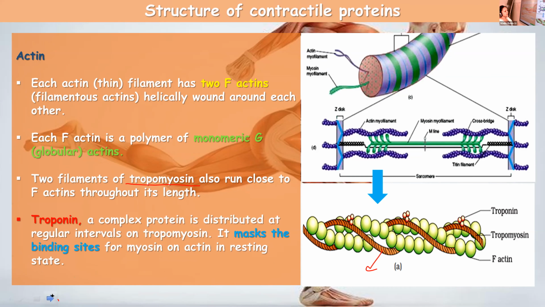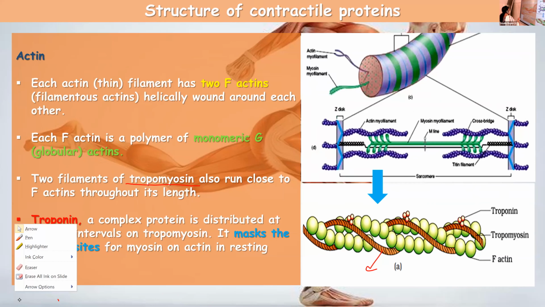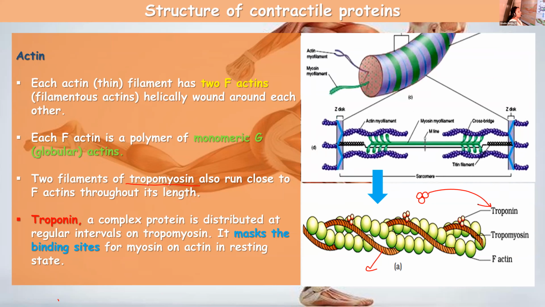Then, as you can see in the picture, one more structure is there that is known as troponin. It's a complex protein and it has got three protein subunits. As you can see in the figure, three protein subunits are there which form troponin.